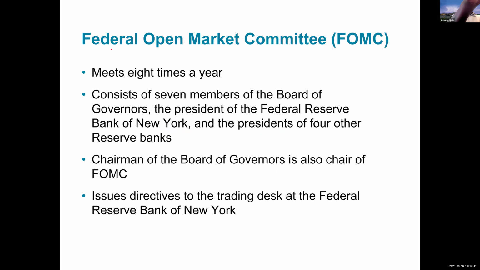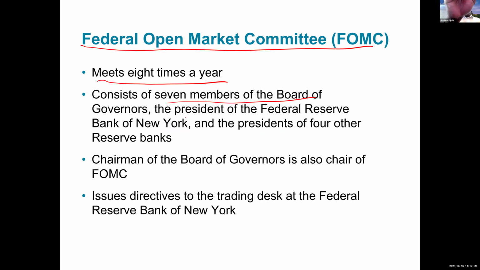Now let's turn to the Federal Open Market Committee, this 12-member body, which is perhaps one of the most important or most powerful agencies of the Fed. They meet 8 times a year to decide on interest rates. It consists of the 7 members of the Board of Governors that I talked about, the President of the Federal Reserve Bank of New York, and the Presidents of 4 other Reserve Banks. Of the other 11 remaining Reserve Banks, they serve on a rotating basis of 1 year. I talked about that already.